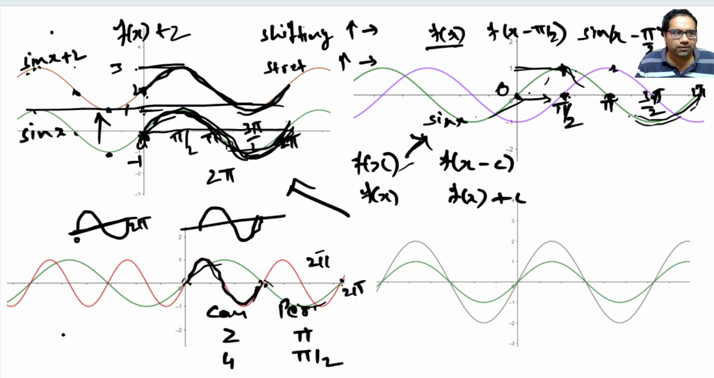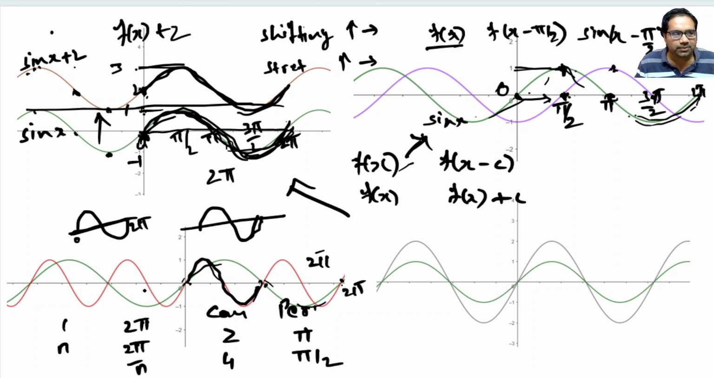If it is compressed only once, that means there is no compression. Then the period is 2 pi. If it's compressed n times, what does that mean? The period is 2 pi by n. Okay.